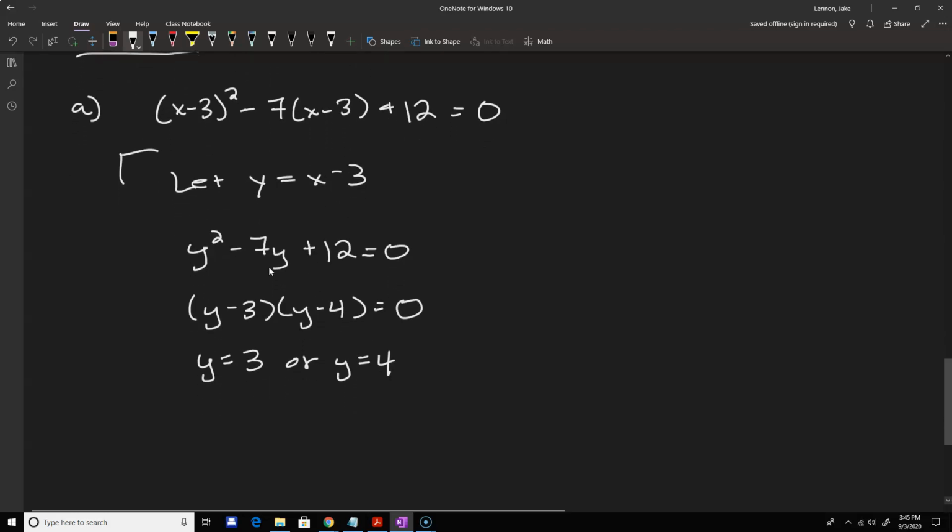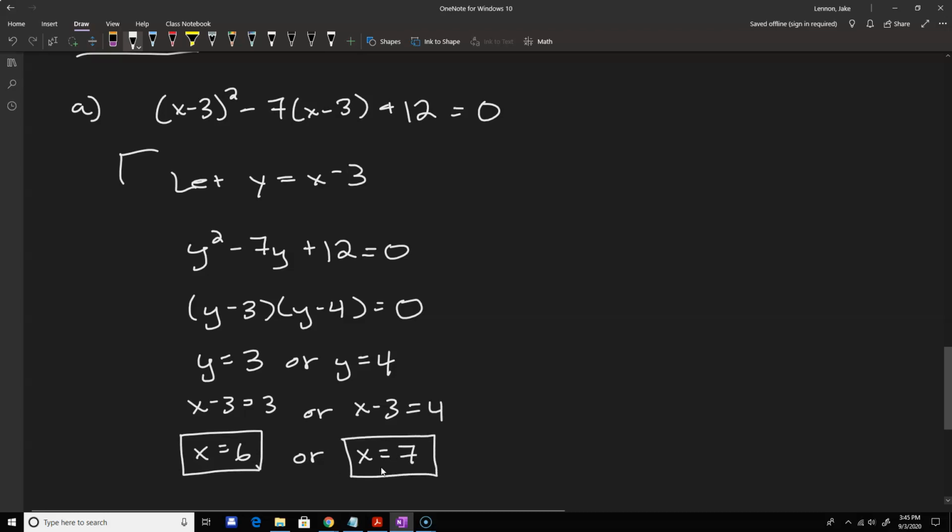So we want to plug back in. Remember, y was really x minus 3. So x minus 3 equals 3, or x minus 3 equals 4. And then you just add 3 to these equations. So we get x equals 6, one of our two solutions. Or adding 3 to the second equation, we get x equals 7. So those are our two answers for that problem.